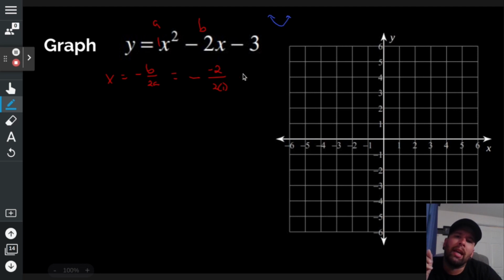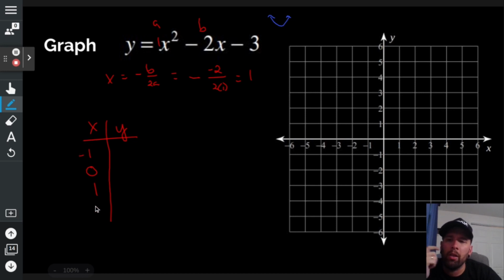Negative is a positive. 2 over 2 times 1 is 2 is 1. So the x value is 1. So I'm going to make an xy chart where my middle x value is going to be 1. And then I'll also plug in 0, and then I'll plug in -1, and then I'll plug in 2, and then I'll plug in 3, and so on and so forth.